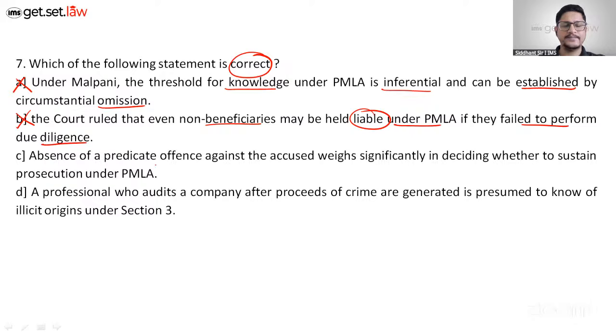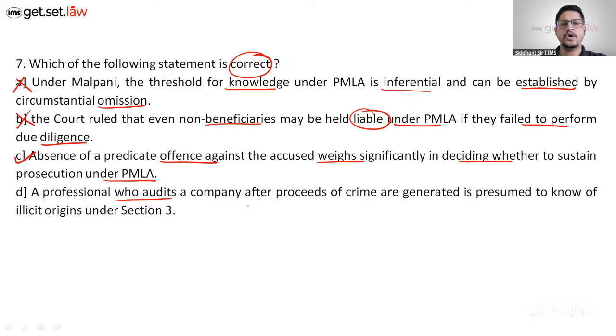Then it says absence of predicate offense against the accused weighs significantly in deciding whether to sustain prosecution. That is right, because in the paragraph they also mention that no predicate FIRs or charge sheets were there. So their absence is definitely not going to make that person liable.